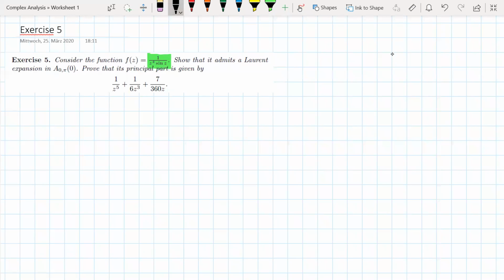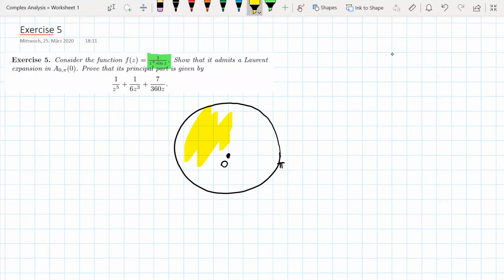So we have here the center 0, and then the outer radius is pi, so maybe pi is somewhere here. And therefore we get an annulus of this type, which basically is just a disk with the center point removed. So as in exercise 4, we want to understand where the function f is holomorphic.